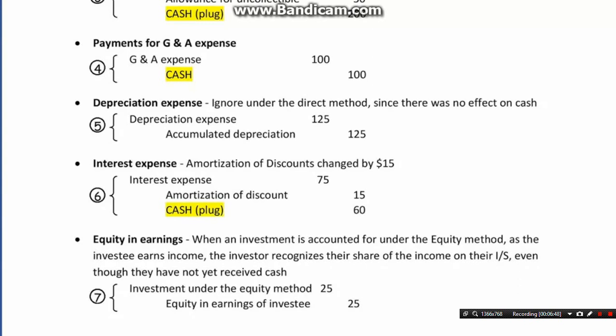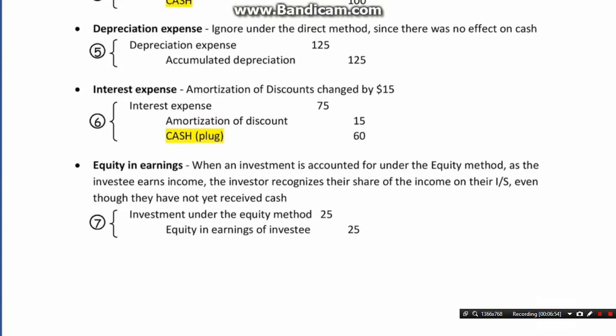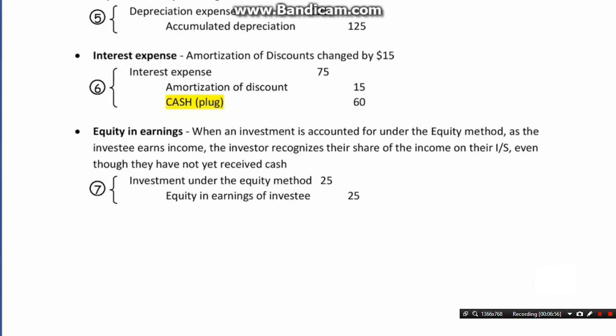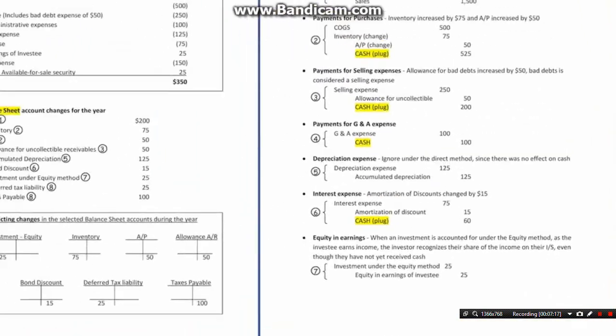The seventh journal entry, we're looking at equity in earnings. Now we saw that the equity in earnings number on the income statement, that was $25. But the investment number on the balance sheet, even that increased by $25. So you could say that all the earnings of the investee was recognized as equity in earnings and there was no dividend received. So no cash inflow there. So look at the journal entry. Investment increased by 25. Equity in earnings, that was credit 25. No cash inflow during the period.